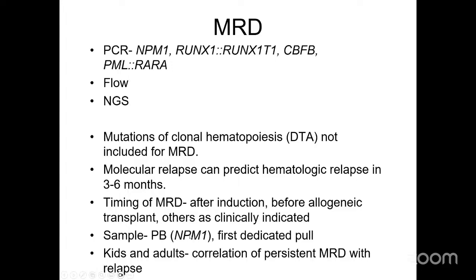And the timing for MRD is important. It is usually done after induction or after transplant or other times when clinically indicated. It is important to know the sample type that should be pulled for MRD testing, especially for the NPM1s, peripheral blood. Most studies have been done on peripheral blood. But if it is the bone marrow, you want the first dedicated pull for flow cytometry for minimal residual disease or for any other minimal residual disease testing.